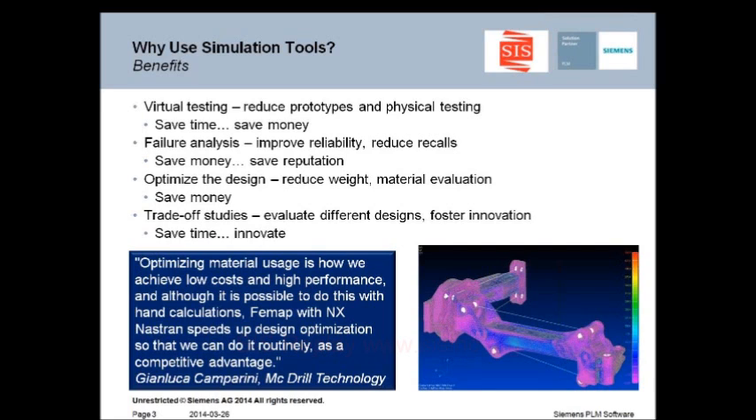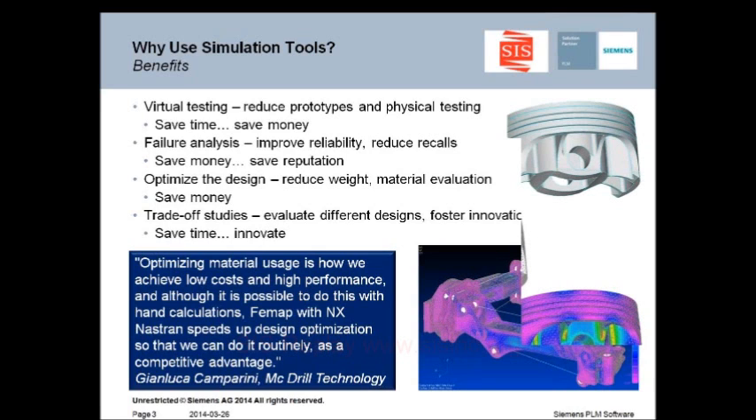And the fourth one mentioned on the slide here is trade-off studies. This allows you really just to evaluate different designs, to make modifications to a design and see how it performs. And you can do all this using computer software like Femap. And it really means that the whole try it and see process can be turned around much faster than actually going to physical prototyping. It also allows you to foster innovation with setting up your designs as well. So it saves a lot of time, essentially.